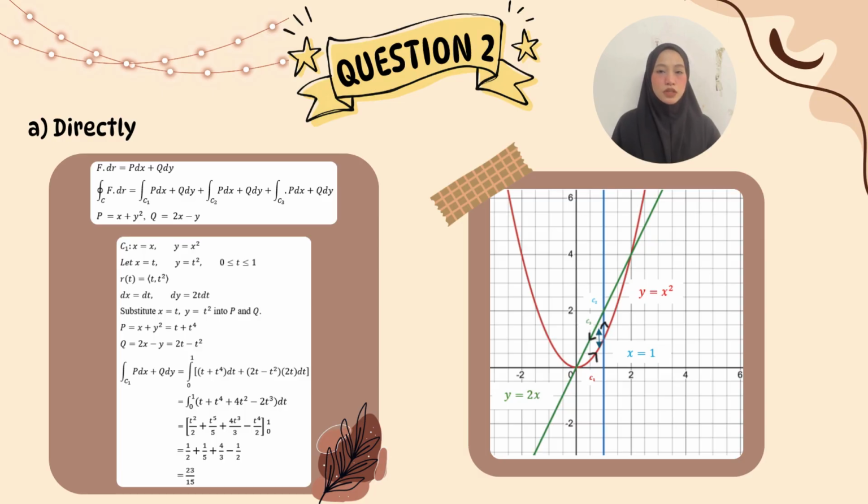Next, we substitute into the integral of P dx + Q dy. This becomes the integral from 0 to 1 of (t + t⁴) and (2t − t²) times 2t dt. After simplifying, we get the integral of t + t⁴ + 4t² − 2t³ dt. Solving this gives us −23/15 for C1.